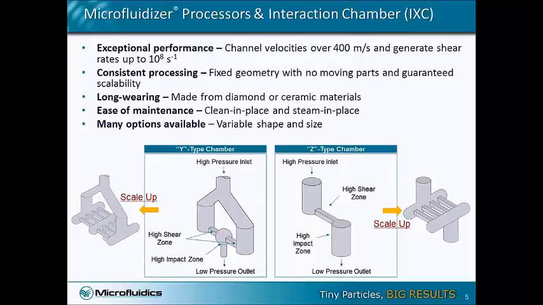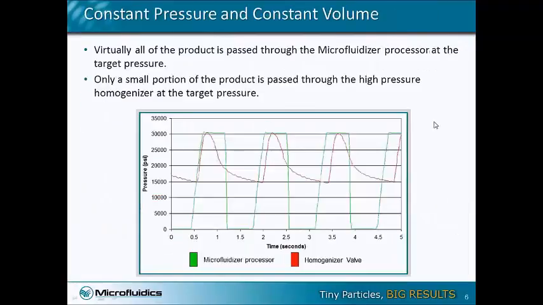Here I want to show the difference caused by pressure profile. In the Microfluidizer, like I said before, we deliver a constant pressure, which is shown here with the green line. You can see during one cycle, over 90% of the cycle time, the pressure is maintained at the target pressure, which means that virtually all the product will be processed at this pressure. This ensures you get a very tight particle size distribution.